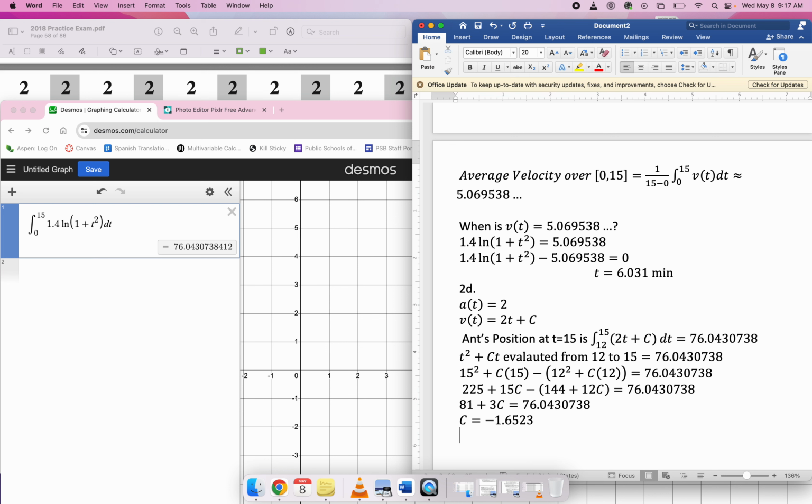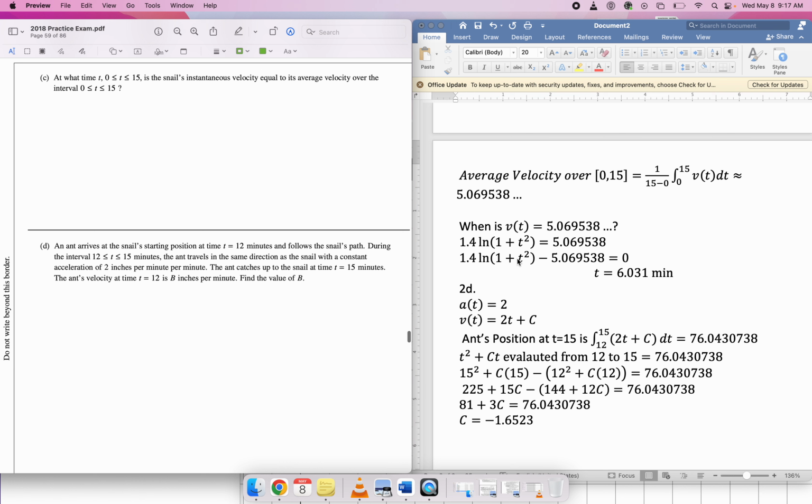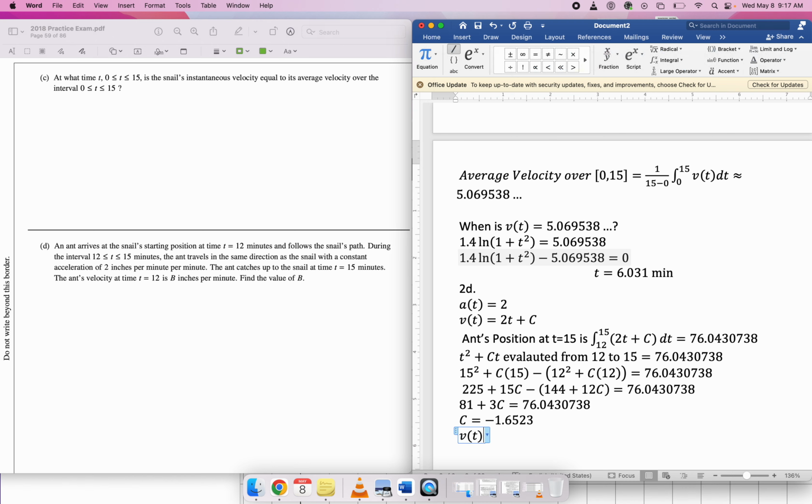Which means that the velocity function for the ant, I shouldn't have called this v of t because v of t already means the velocity function of the snail, but too late now, whatever. Maybe I should call it v sub ant, right? Give the subscript there just to distinguish it. So that's 2t minus 1.6523.